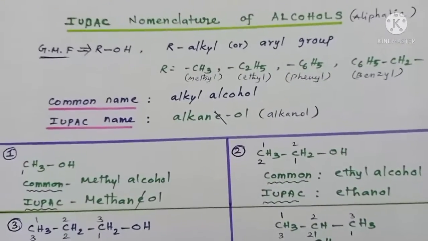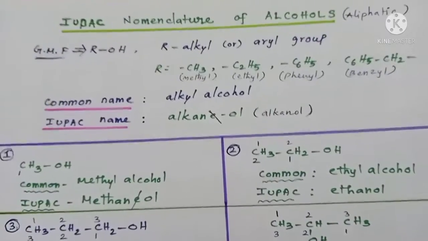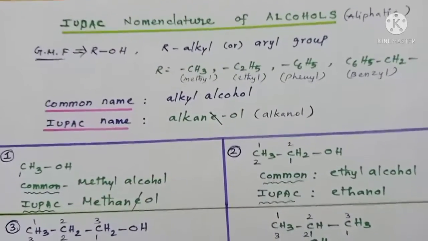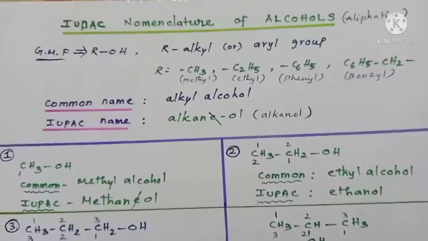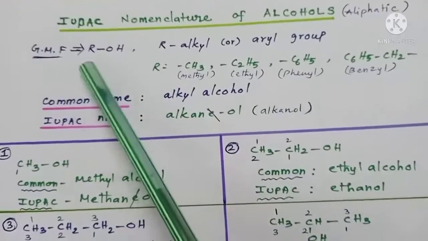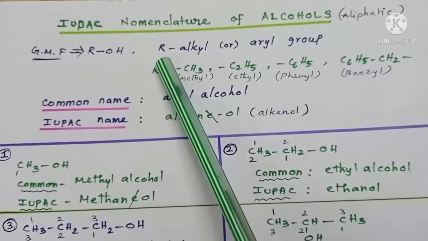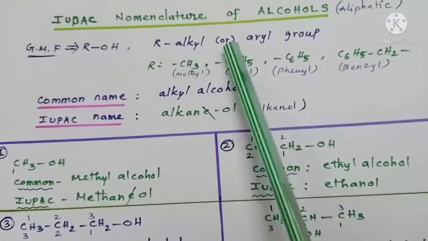In this video, I am going to discuss the nomenclature of alcohols, specifically aliphatic alcohols. The general molecular formula of alcohols is ROH, where R is either an alkyl group or an aryl group.